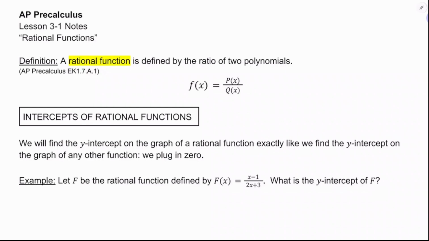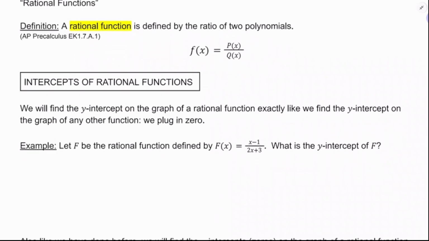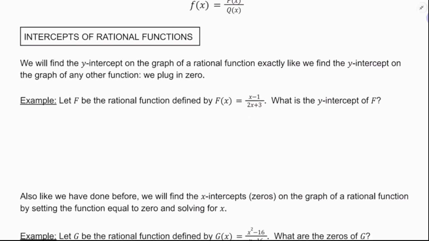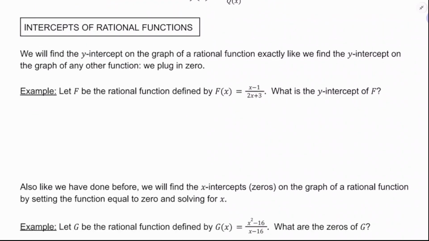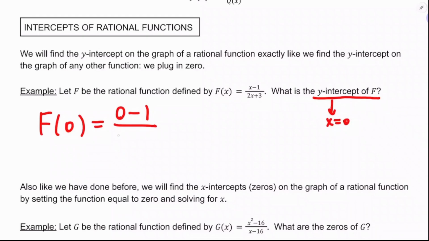Okay, so we will find the y-intercept on the graph of a rational function exactly like we find the y-intercept on the graph of any other function, and that's going to be by plugging in 0. So if f is the rational function defined by f of x equals (x minus 1) over (2x plus 3), what's the y-intercept? Just like always, we see y-intercept, we know we need to plug in x equals 0. So I'm going to be interested in finding f of 0, which is going to equal (0 minus 1) divided by (2 times 0 plus 3). And this is going to be equal to negative 1/3. So the y-intercept is f of 0 equals negative 1/3.